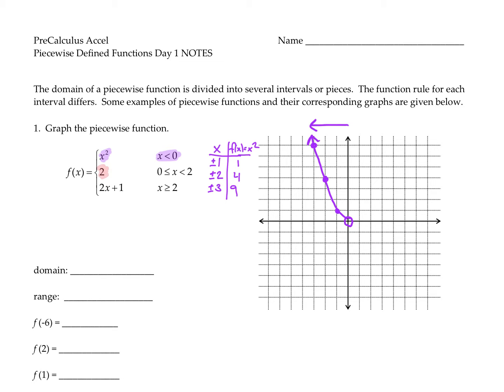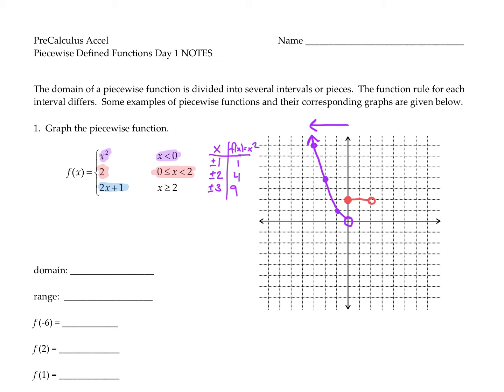The middle function is 2, which is a horizontal line at y equals 2, and it's true between 0 and 2. And it's equal at 0 and not equal at 2. So that's a line at y equals 2.